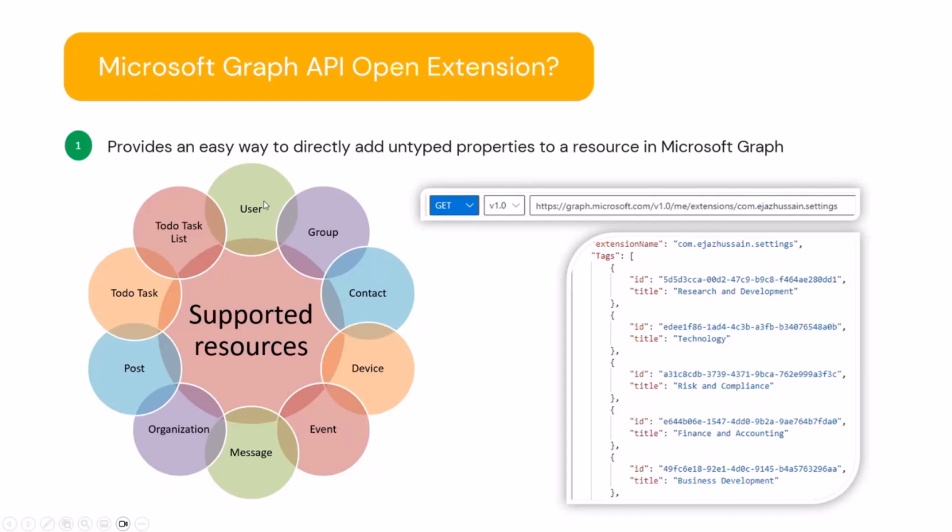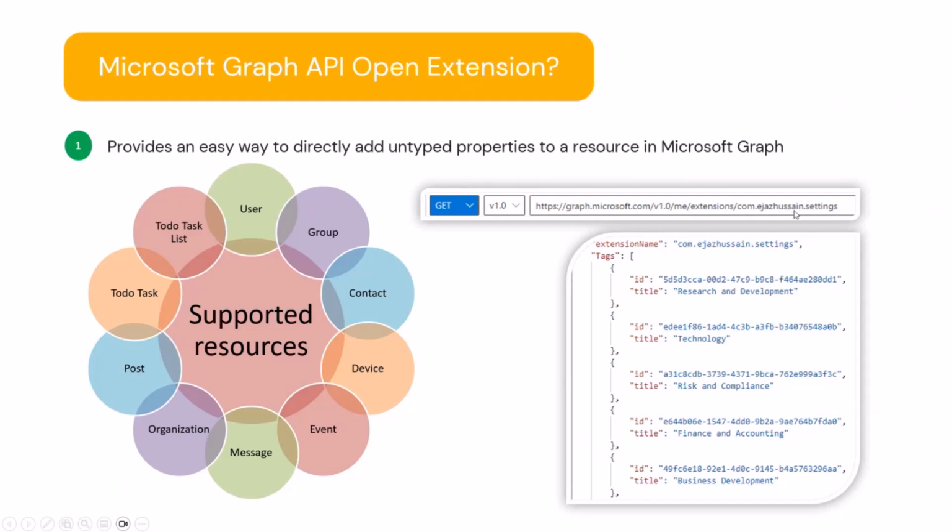Because you want to target individual users, you could also add properties under group, context, devices, and all these resources are supported. Now, how do we do that? If you go to the extension endpoint, you can create multiple open extensions. Here I have an extension with my unique ID. You could name it any unique ID, but the preferred way is your tenant name and then anything you are trying to save here.